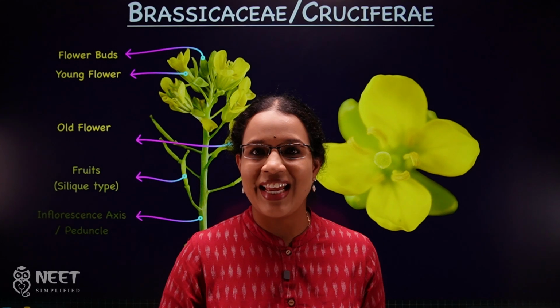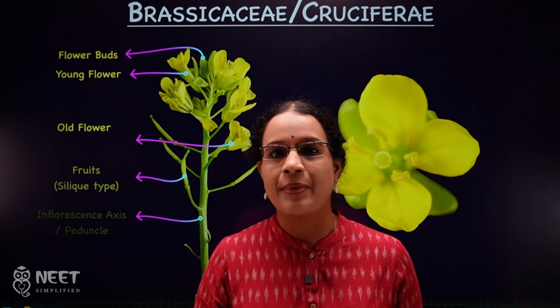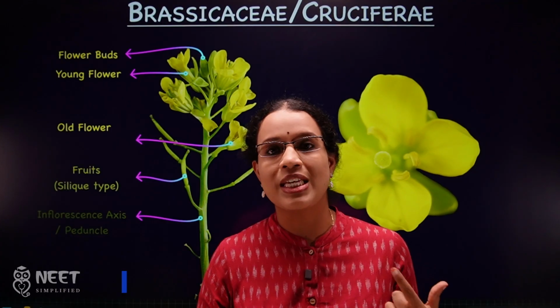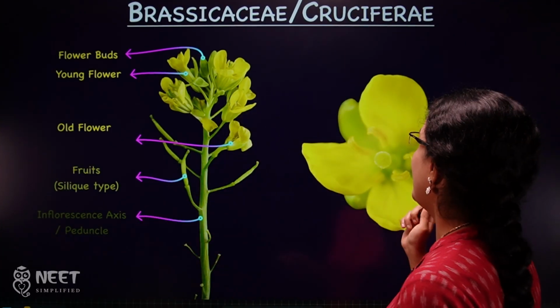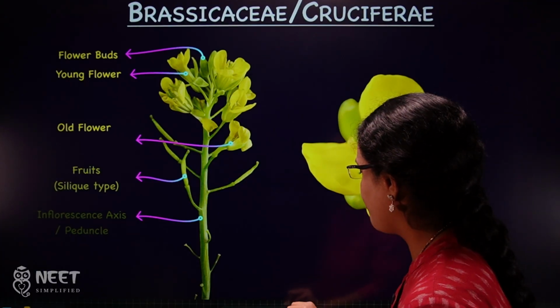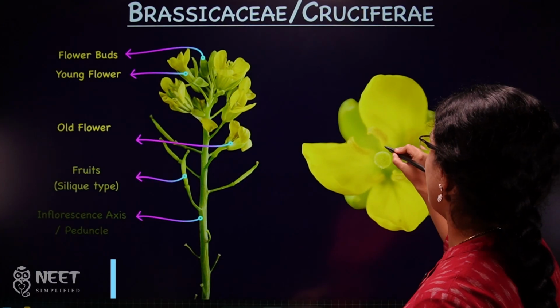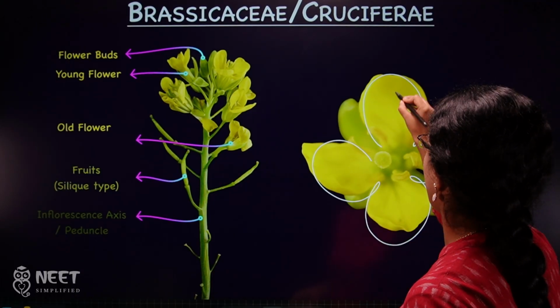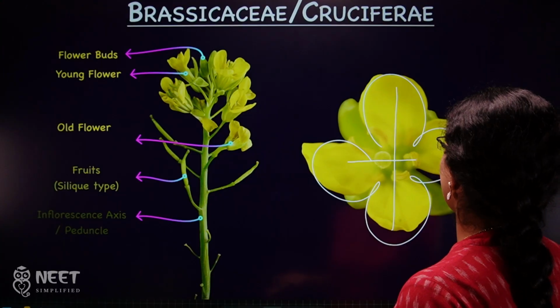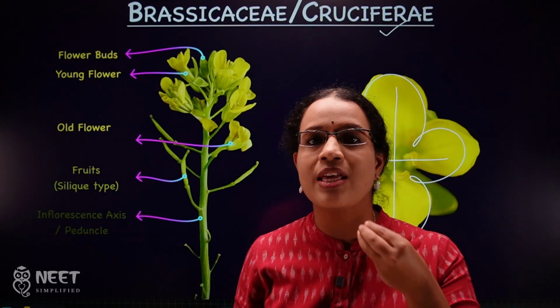And without any delay, let's very quickly understand about Brassicaceae today. And this family is also called Cruciferae. Why do we call that so? As you can see the flower over here, when the flower is fully open, you will see that the petals look like the Holy Cross. Hence, we call these Cruciferae.